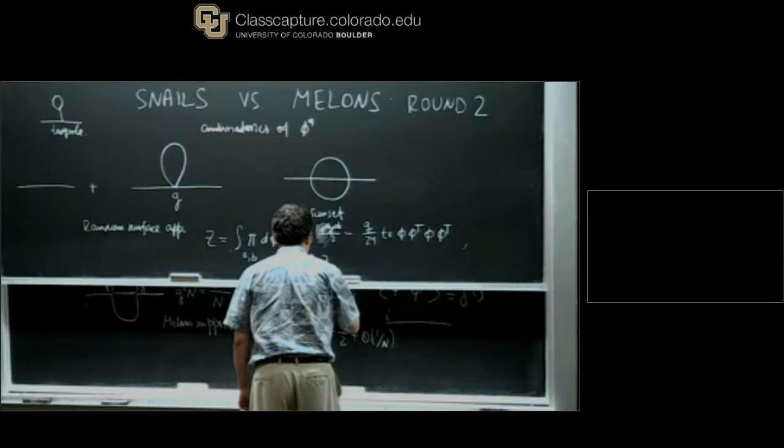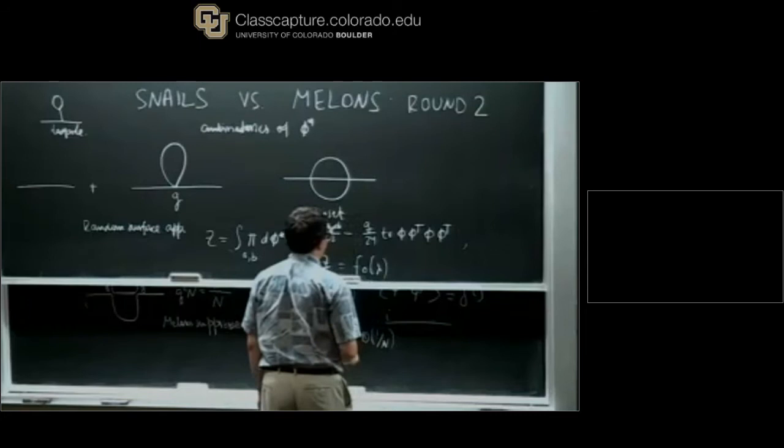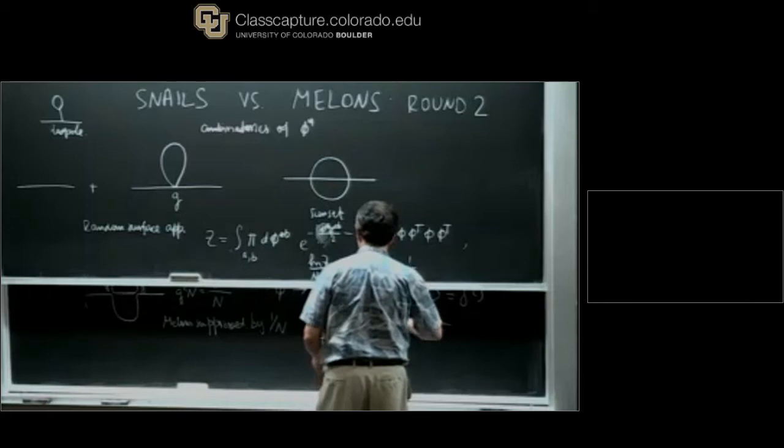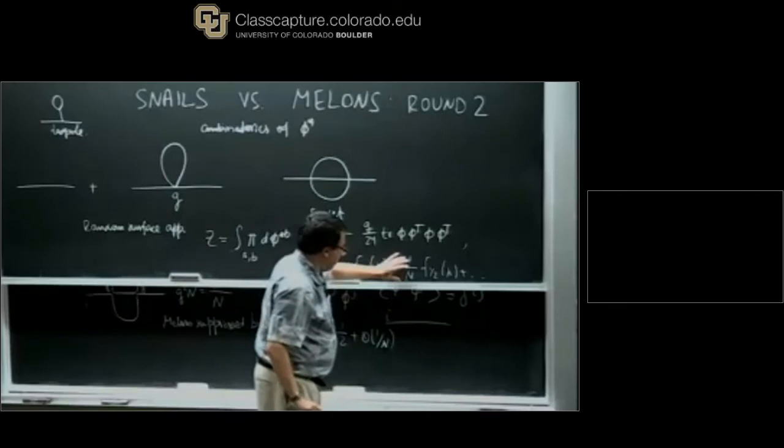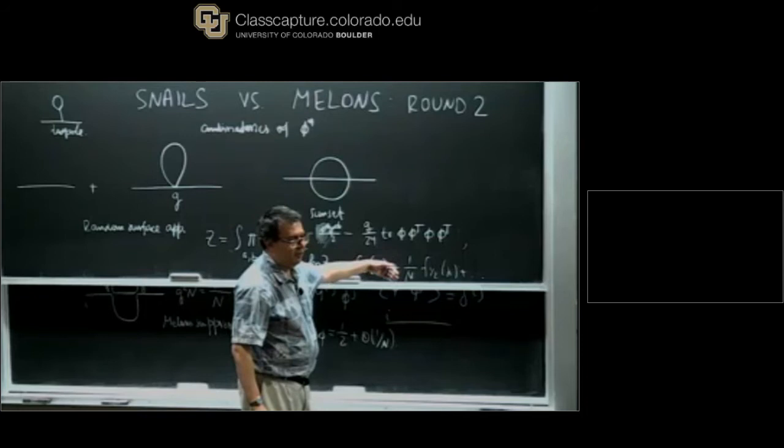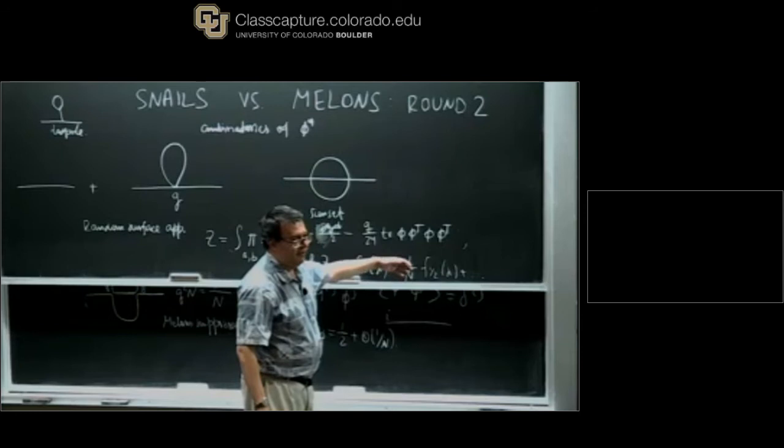It's some f0 of lambda, okay, plus 1 over n plus correction. Let me just not be specific. Yeah, in Hermitian matrix model, there is only 1 over n squared correction. Here, because the surfaces are not orientable, there is also this RP2. So it's like genus half surface, but let's not worry about it.